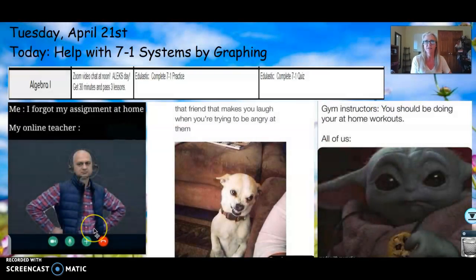Good morning. Happy Tuesday. It is Tuesday, April 21st, and today I'm going to be giving you a little extra guidance on the Section 7.1 Solving Systems of Equations by Graphing.